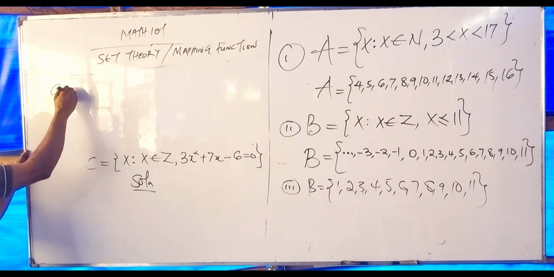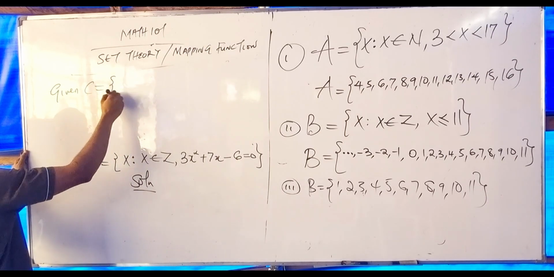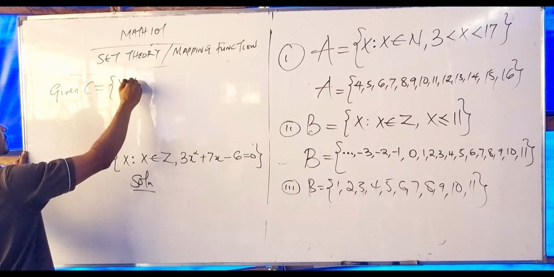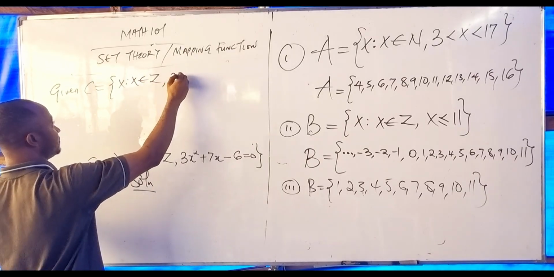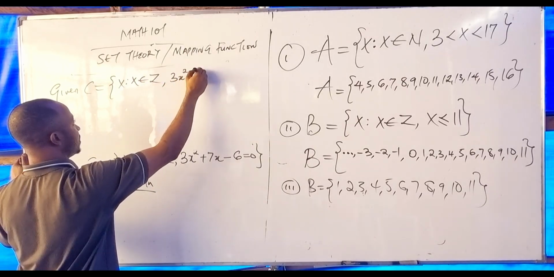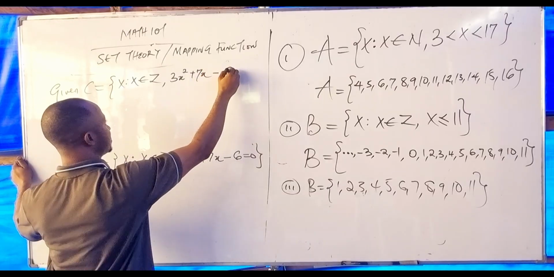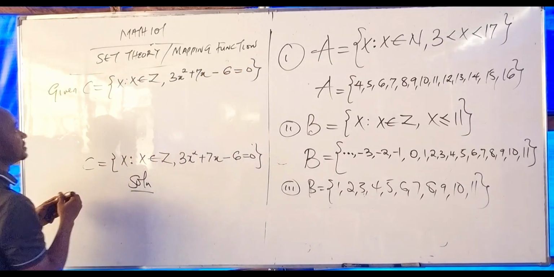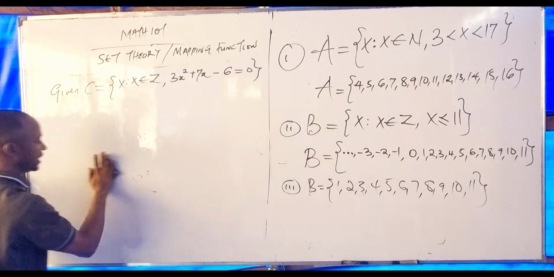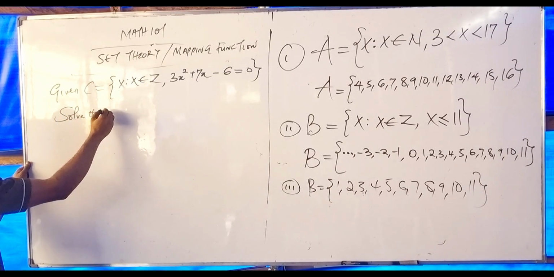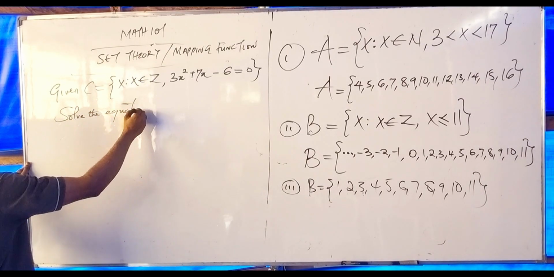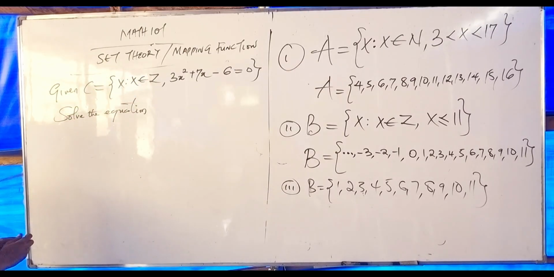Here we are given that C is a set of x such that x is an element of Z. And here we have 3x squared plus 7x minus 6 equals 0. So what do we do here? We solve the equation, right? So if we should solve the equation, what do we have here?